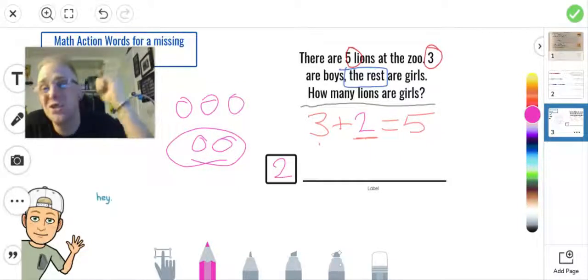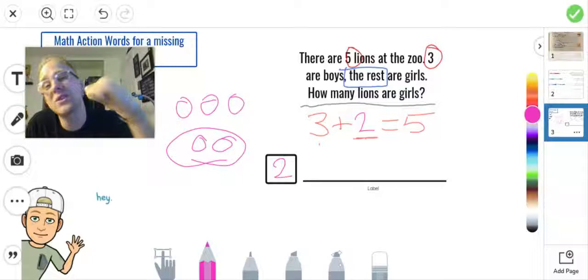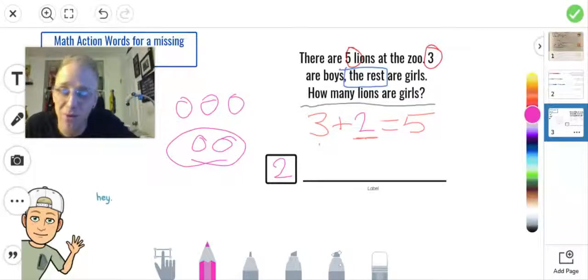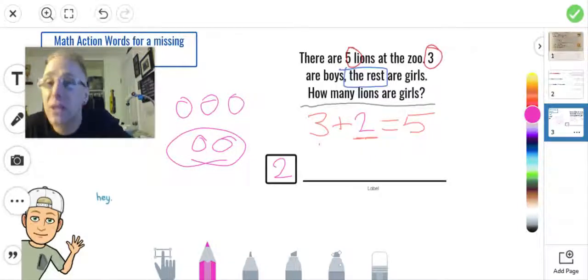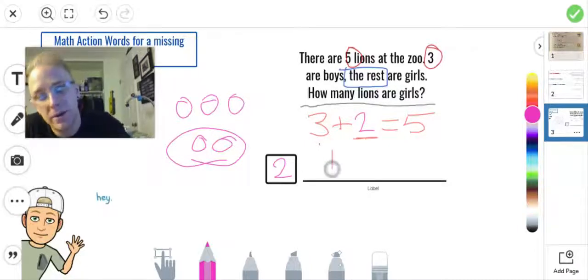Now, the one thing that is super, super important is I always have to put a label. I've got to remind myself, what am I working with? Am I working with apples, bananas, monkeys, cats, chickens? I'm working with lions in this story. So I have to make sure I put my label, and I'm going to make sure that I write lions right there.